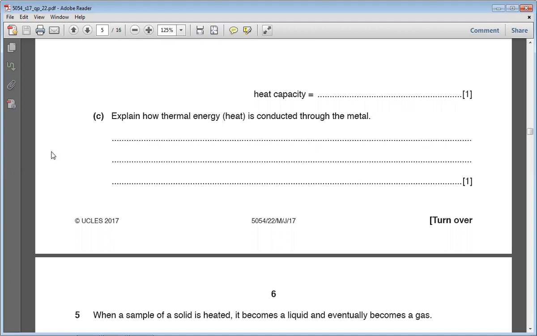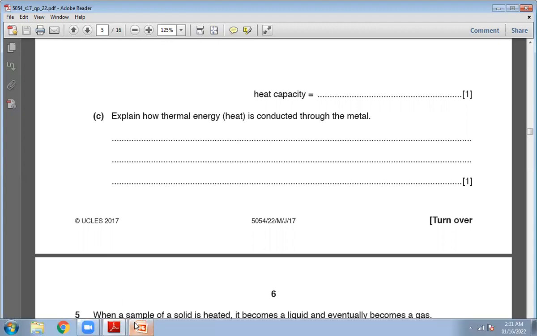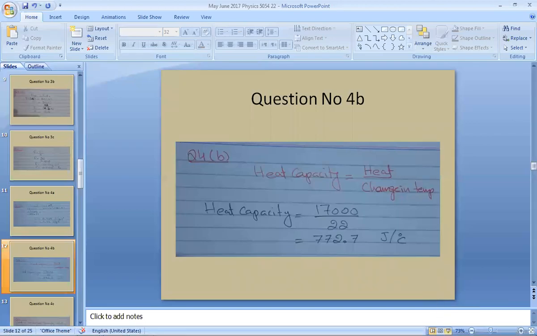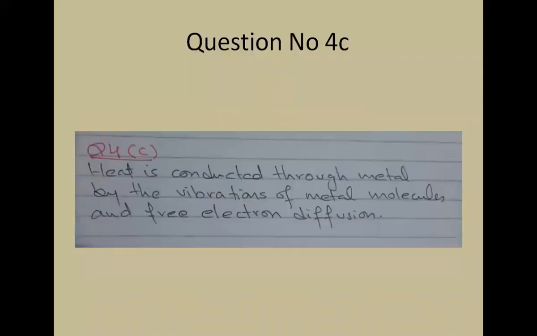When they reach the cold end, the free electrons collide with the atoms of the metal there and make them vibrate vigorously. In this way, the heat is transferred through the free electrons from hot end to the cold end. This process is called free electron diffusion. Let me show you my written answer. I have written this answer also. So heat is conducted through metal by the vibrations of the metal molecules and free electron diffusion.